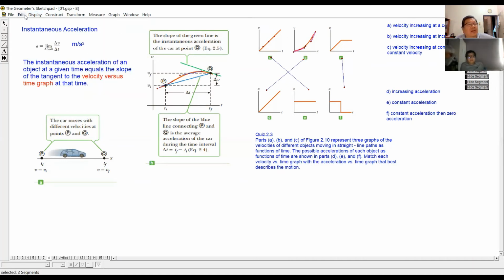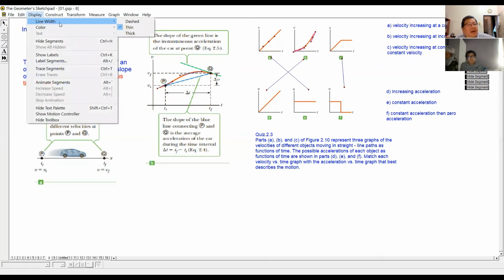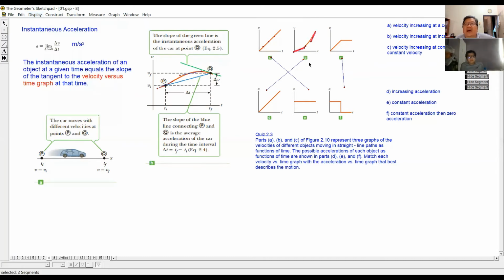Not so clear. Maybe I make it thicker and see. Ah, yes, this one is clearer. Okay, let's say I delete this point. Okay, right. So this is okay.